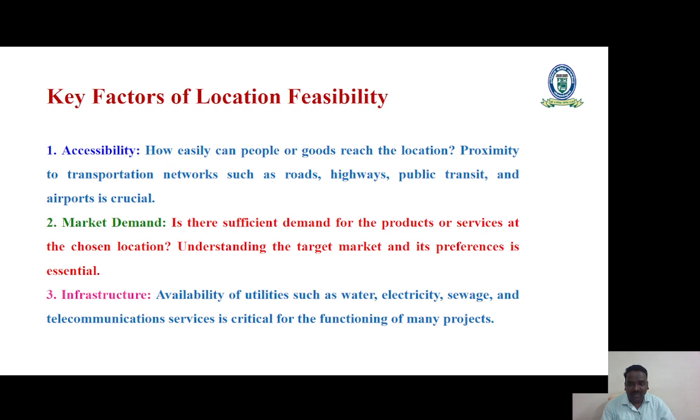Infrastructure. Availability of utilities such as water, electricity, sewage, and telecommunication services is critical for the functioning of many projects.